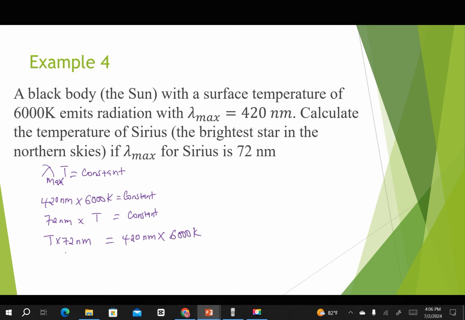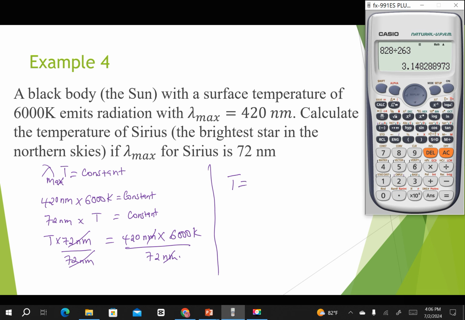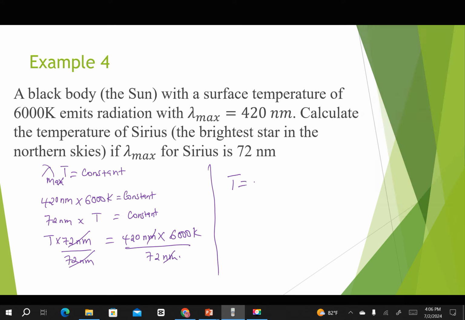So what I'm going to do is divide this by 72 nanometers. Nanometers cancel out, so my answer is automatically in Kelvin. So T is going to be equal to 6000 times 420 divided by 72. This is giving me 35,000.